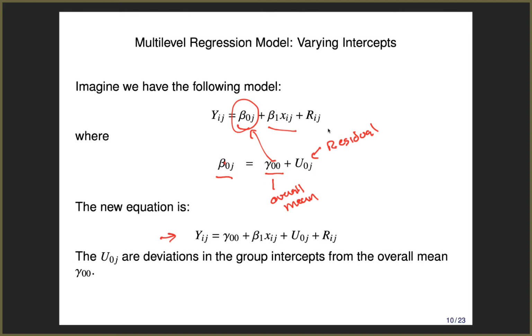Just sort of by way of information, this we would generally call the structural form of the equation, and this we would call the reduced form. Right? They're both telling us the same thing, but they present the information in slightly different ways. So now, in one way of thinking about this, both of these, the U0Js and the RIJs, are both residuals. Right? They're just residuals at different levels. The Rij are individual or level 1 residuals, and the U0Js are group level, or usually what we would call level 2 residuals.